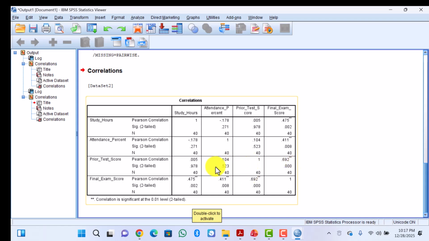The next thing that we are talking about when we are talking about multicollinearity is that those variables are not meant to also have a relationship with one another. Look at this. Attendance and study hours are not related significantly. You can see attendance and prior tests are not significantly related. They shouldn't have so much of a relationship. So let us continue.